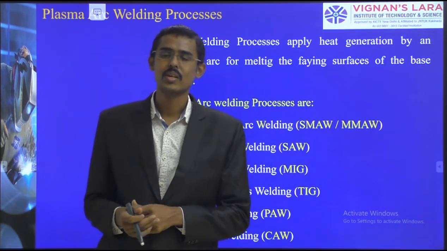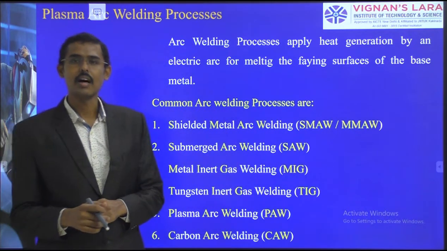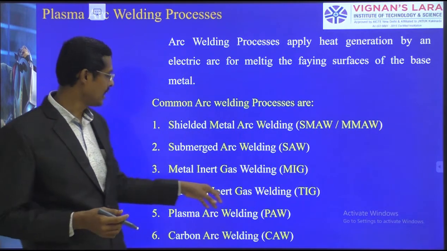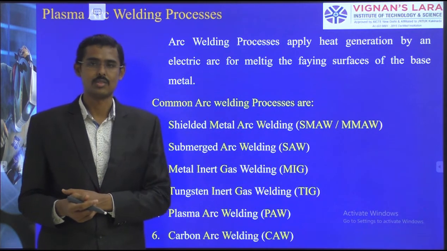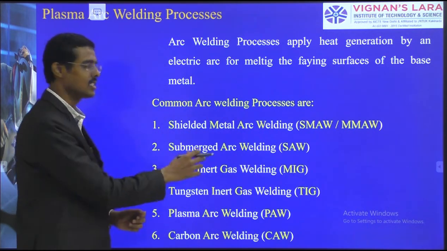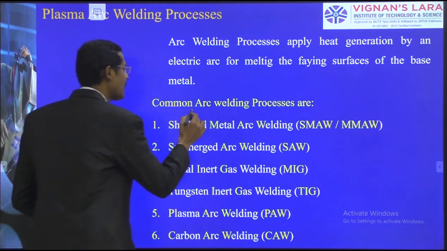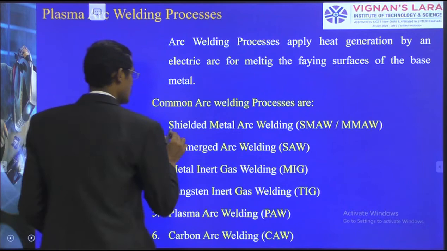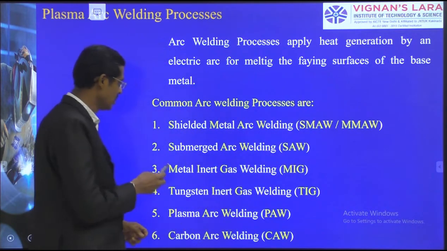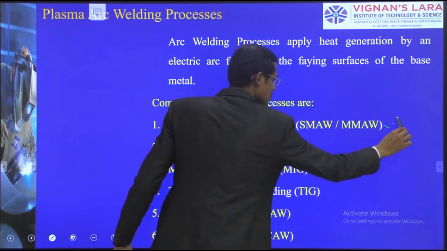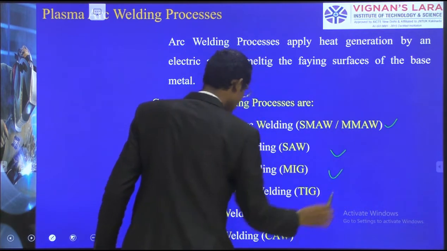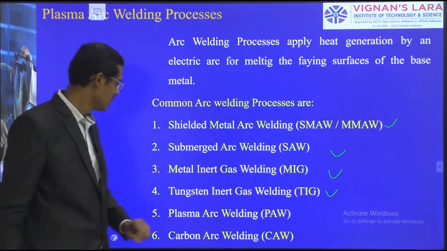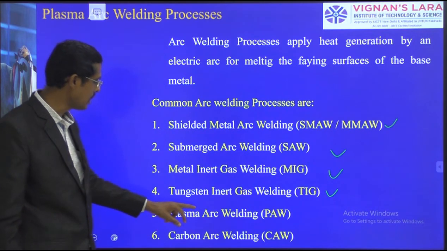In today's class, we are going to see about plasma arc welding. It is a continuation of the tungsten inert gas welding process. We have already seen various arc welding methods: the SMAW process, submerged arc welding process, MIG welding process, and then tungsten inert gas welding process. Today we are going to see the plasma arc welding process.